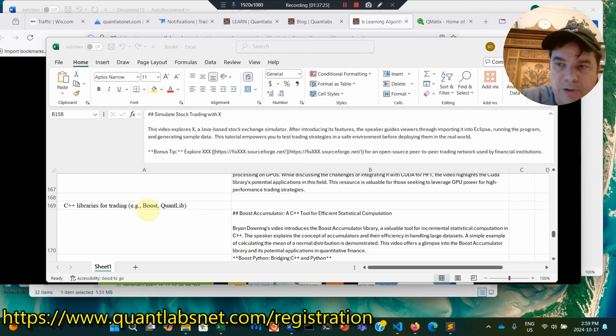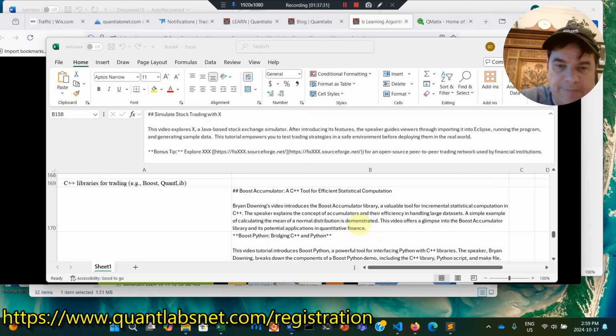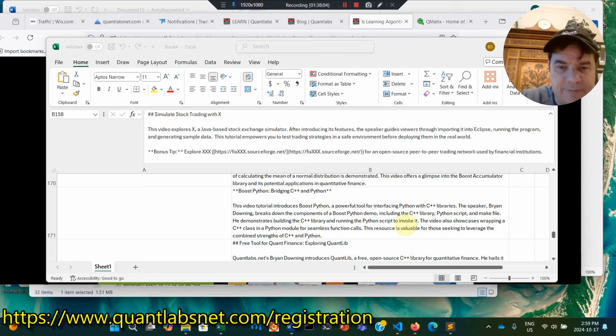Another one is focusing on Boost and QuantLib. Boost Accumulator, C++ for efficient statistical computation. Boost is another big one. The Boost Accumulator library is a valuable tool for incremental statistical computation in C++. The concept of accumulation and their efficiency to handle large data sets, no different than GPU with CUDA. A simple example of a mean normal distribution is demonstrated. The video offers a glimpse into the Boost Accumulator library and potential applications for quant finance.